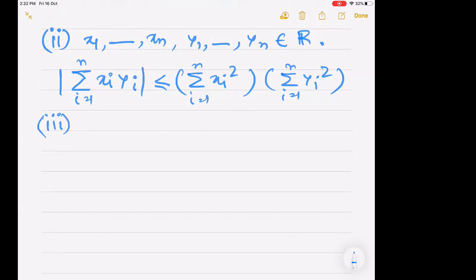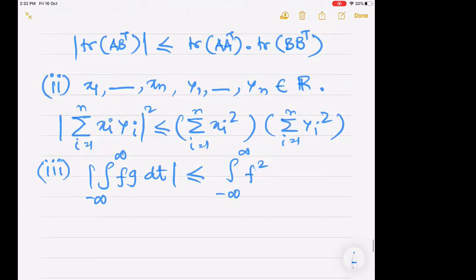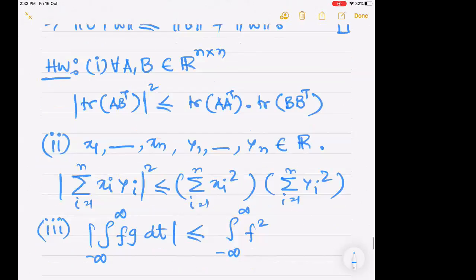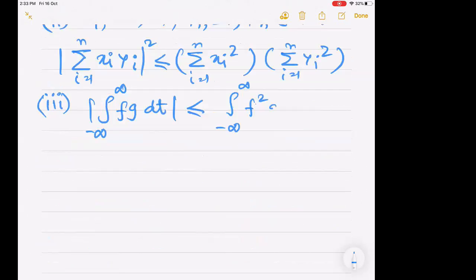Or for that matter, you can also prove for two functions, the magnitude of the integral from minus infinity to infinity of f g dt is less than or equal to the integration from minus infinity to infinity of f squared dt, multiplied by the integration of g squared dt, with square roots on both. All of this will follow actually from the Cauchy-Schwarz inequality.